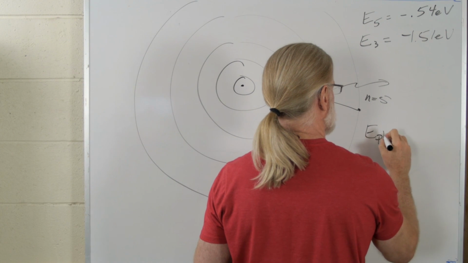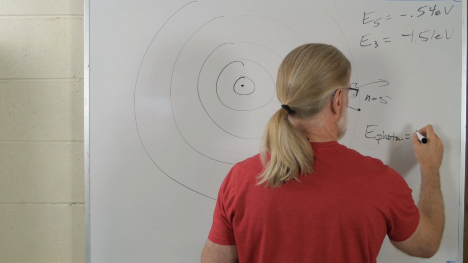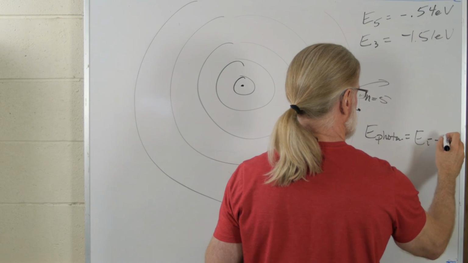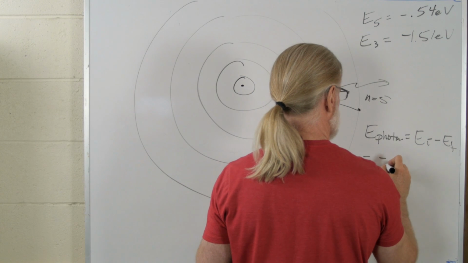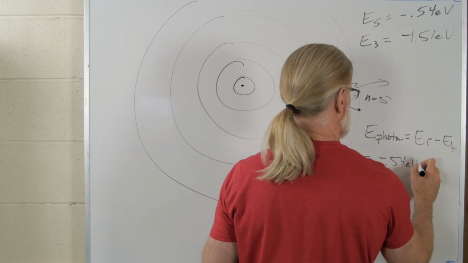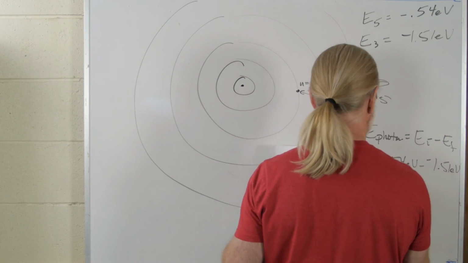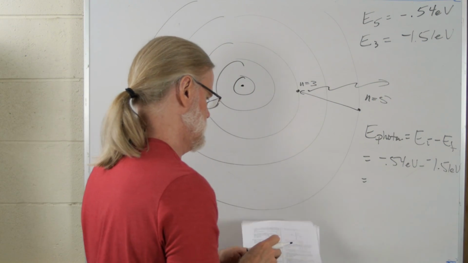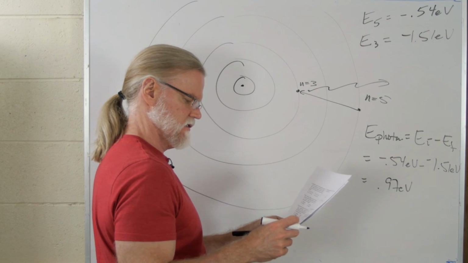Energy of the photon is going to equal energy initial minus energy final, equals minus 0.54 electron volts minus a negative 1.51 electron volts. So that is going to be choice 2.